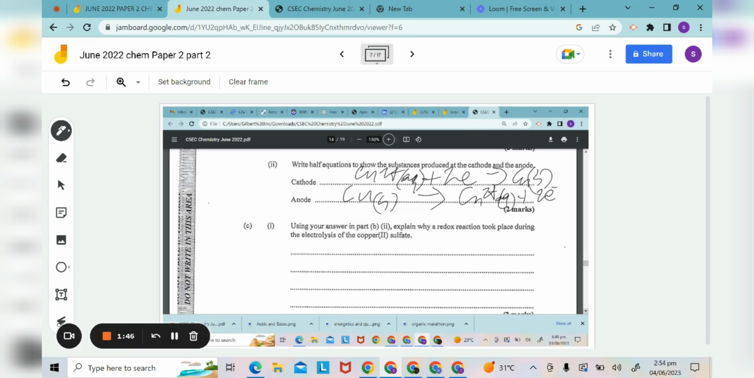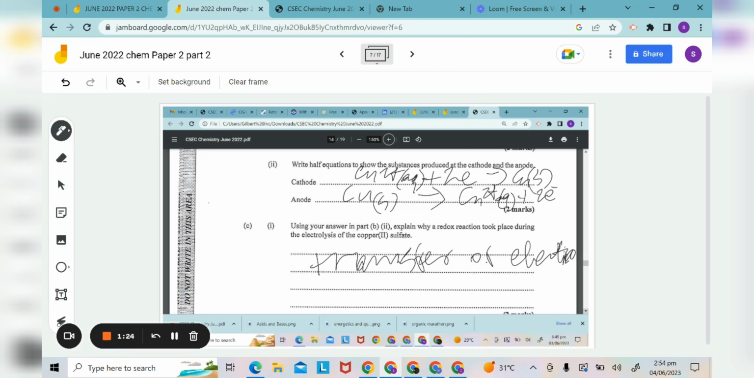Okay, so that is what would be the equations. Using your answer in part B, explain why a redox reaction took place during the electrolysis of copper(II) sulfate. Well, of course, redox reaction involves the transfer of electrons, right? That's generally the case.